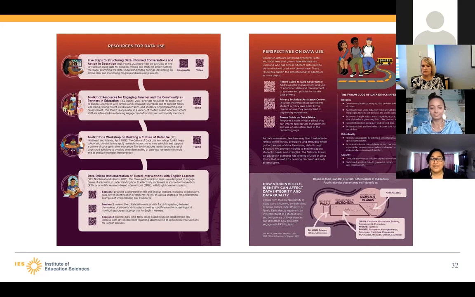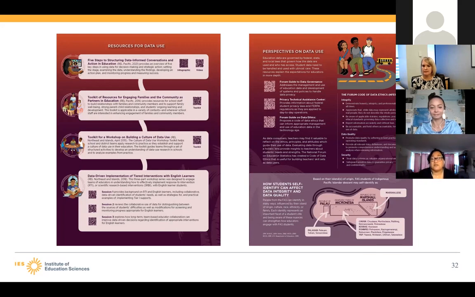On page 3, we go a little bit more into some of the resources available to inform your perspectives on data use. And we feature this forum guide on data ethics. We think that there's a lot of important information around informing what you think about when you think about data, how you think about students' data. And so the data ethics guide is really looking at integrity, data security, data quality and security of data.